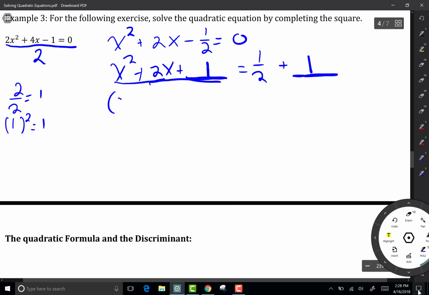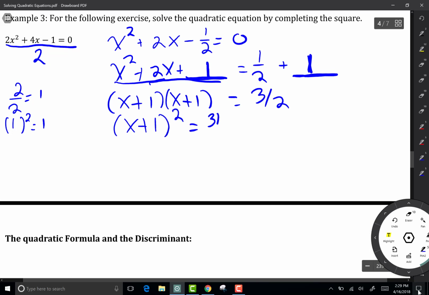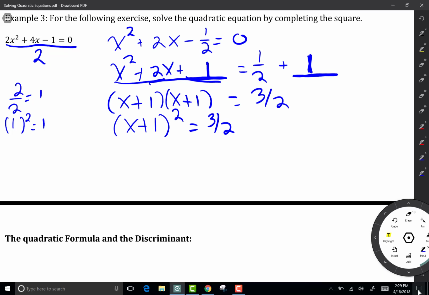This can be factored as x plus 1 times x plus 1. When I take 1/2 plus 1 on the right hand side, that gives me 3/2 when I add that up. I can rewrite x plus 1 times x plus 1 as x plus 1 squared. And now I've set it up in a way that I can use the square root property.